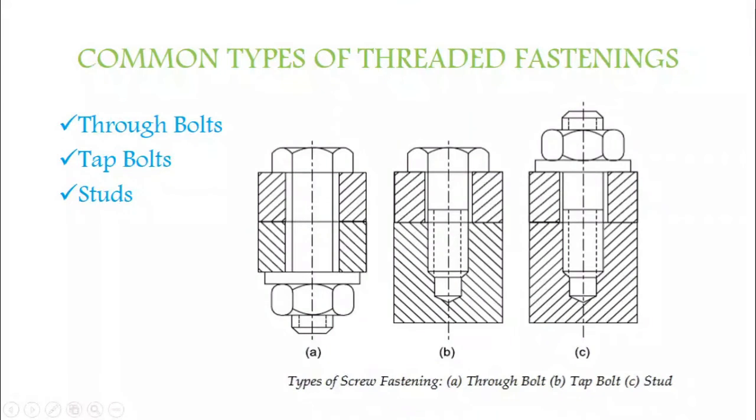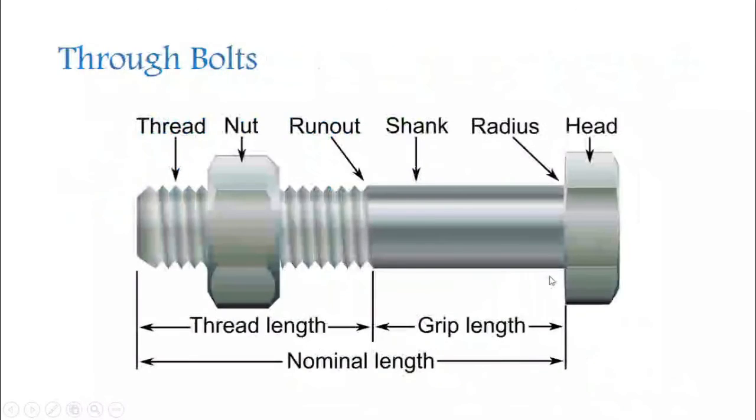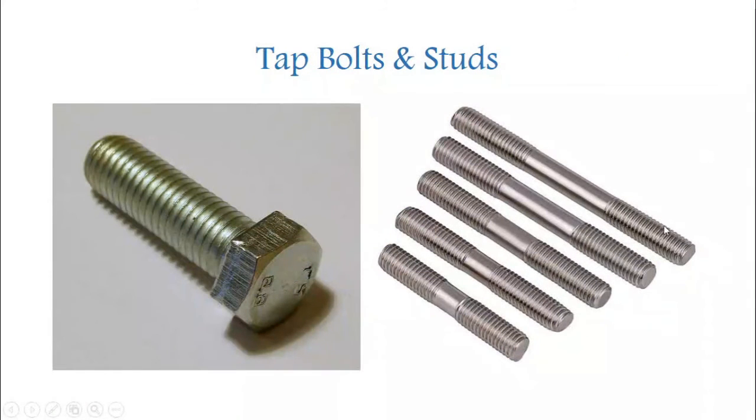Then the third one is the stud. A stud is a cylindrical rod that is threaded at both ends. This is the stud. See, there are different sizes of studs. This is the cylindrical rod, and at both ends the thread is made. One end of the stud is screwed into the tapped hole in one of the connecting parts.